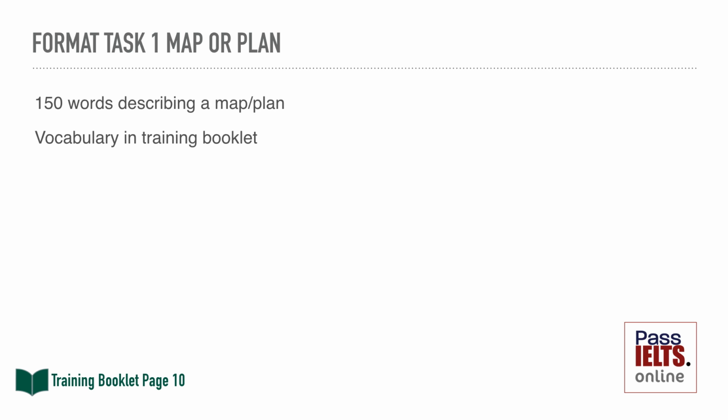In this first task, you have to describe a map or plan in 150 words. You will need to use appropriate vocabulary for describing maps, and you can find this vocabulary in your training booklets on page 10. You will need to plan and structure your writing to help you write in a way that you can finish in the 20 minutes, and so that you can include all the information you need to get a good score and make sure you have enough words.